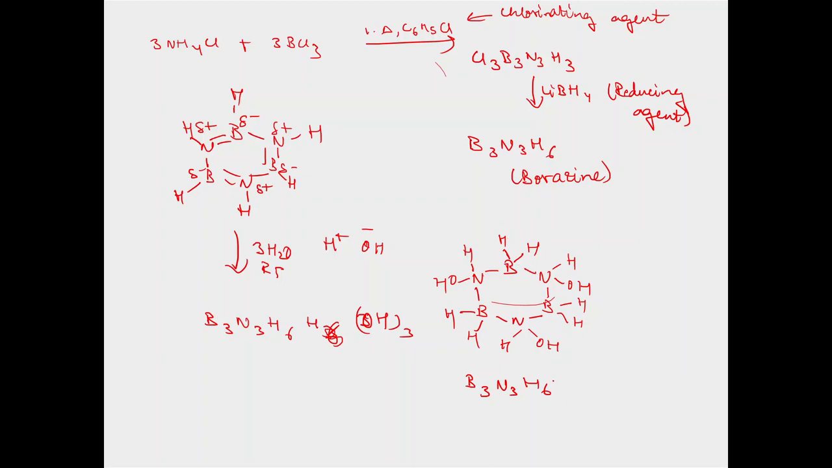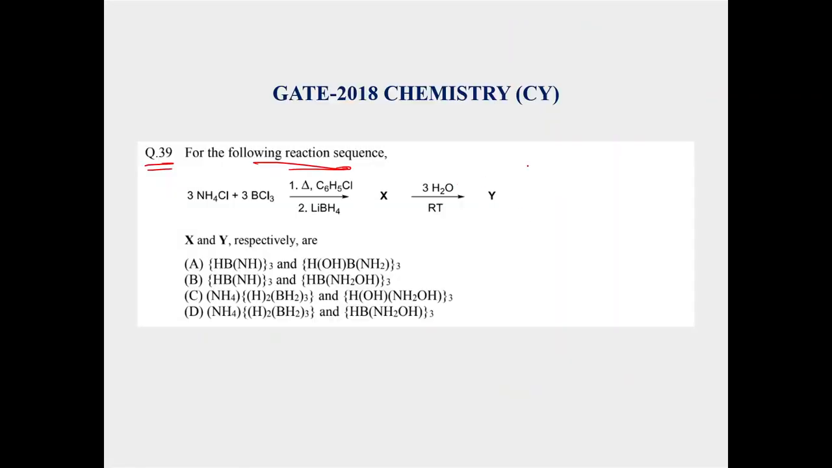Okay. And OH is also 3. So now in the options we have to see, one is X is B3N3H6, and Y is B3N3H6, H3, OH3. This is Y. So here they have given it like this, BH whole 3 and this.